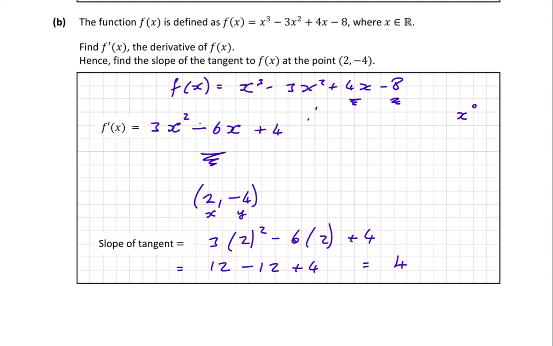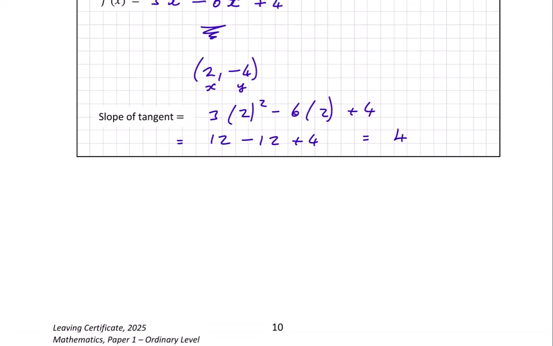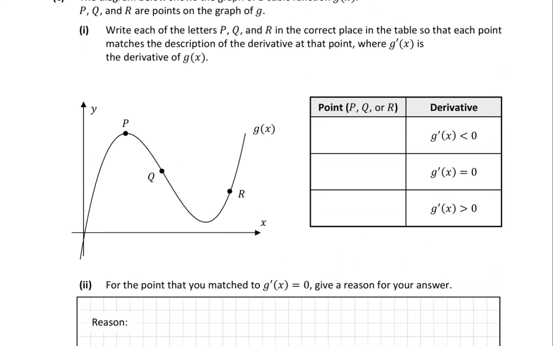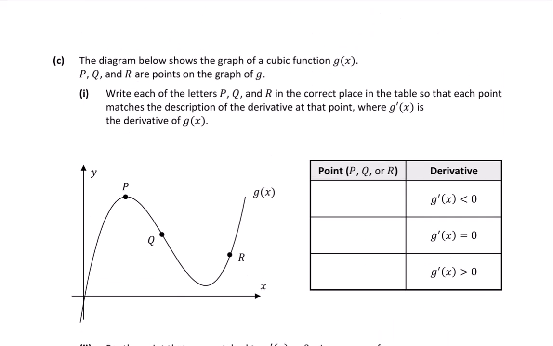Okay, let's look at the next question. So we have C here, and we have the diagram below shows the graph of a cubic function g of x. P, Q, and R are the points on the graph of g. Write each of the letters P, Q, and R in the correct place in the table so that each point matches the description of the derivative at that point, where g prime x is the derivative of g of x.